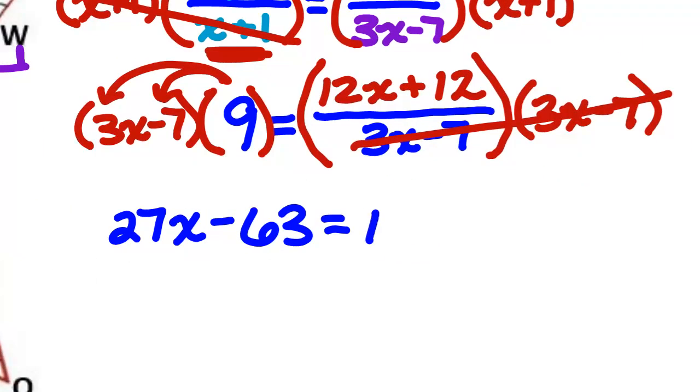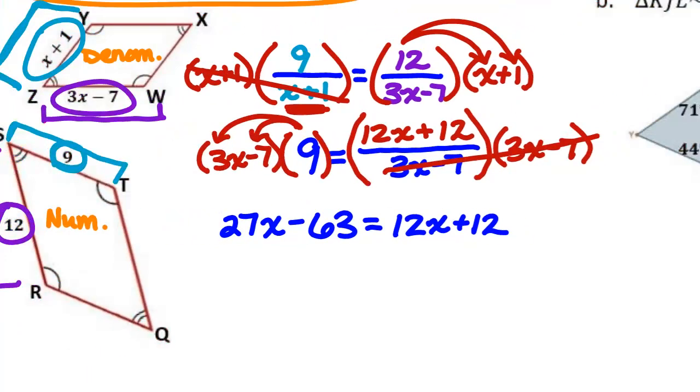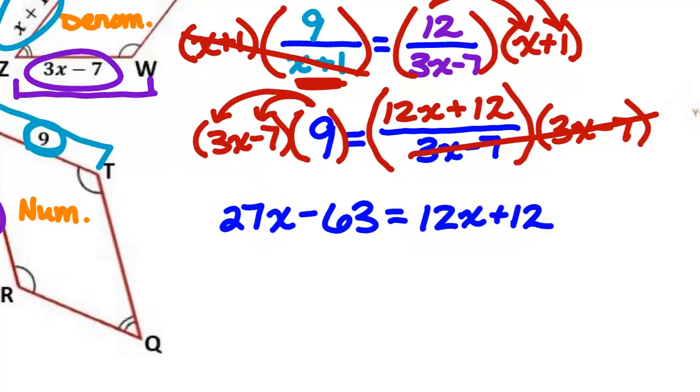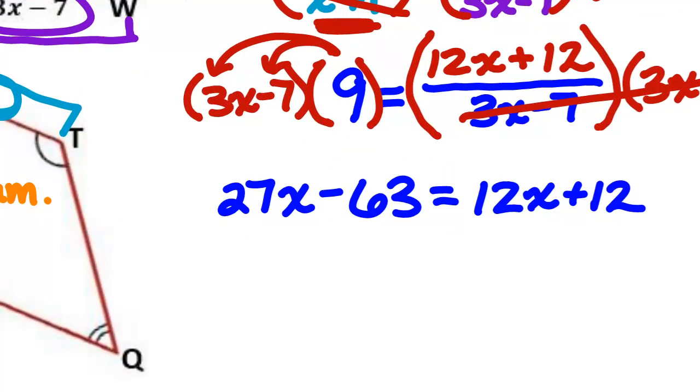All right, so 27x minus 63 equals 12x plus 12. No more fractions. Two-step equation. Where are my x's at, though? They're on different sides. I got them on both sides. First thing we have to do is get the x's to the same side together. I usually decide to subtract the smaller one. Which of these x's is the smaller one? 12x. So let's minus 12x from both sides.